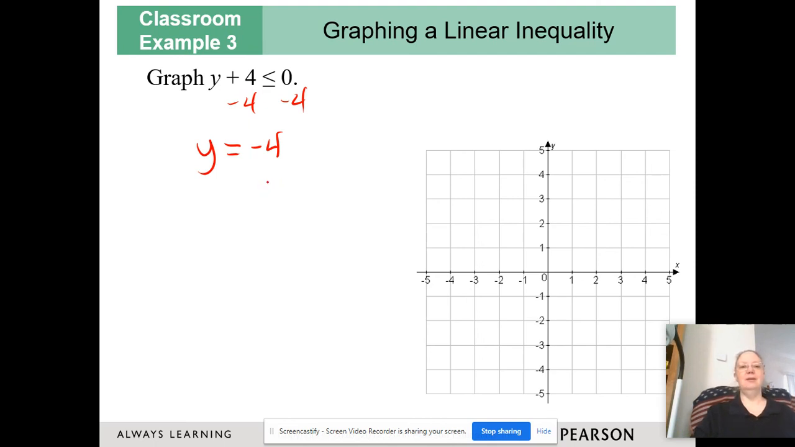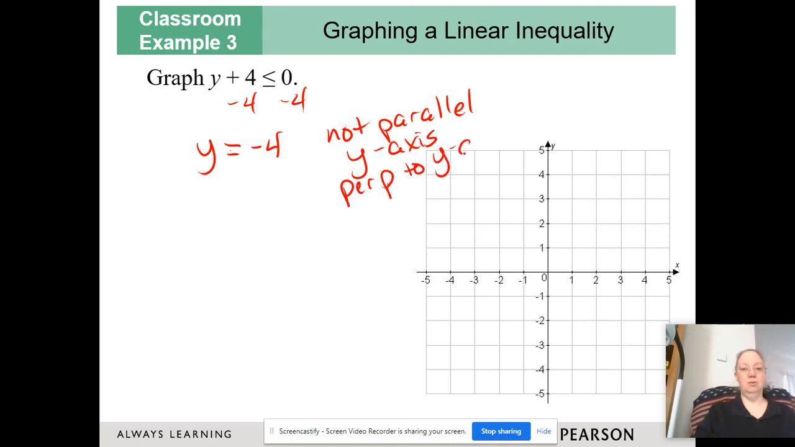I want to remind you, it says y equals. It is not parallel to the y-axis. It's perpendicular to the y-axis. Anytime you have y equals, it's going to be perpendicular to the y-axis. So it is going to be a line down here.